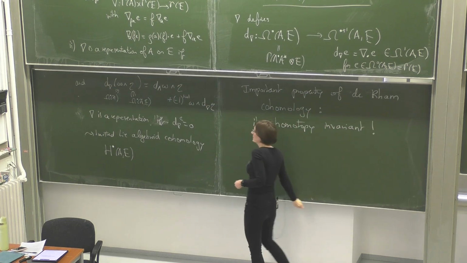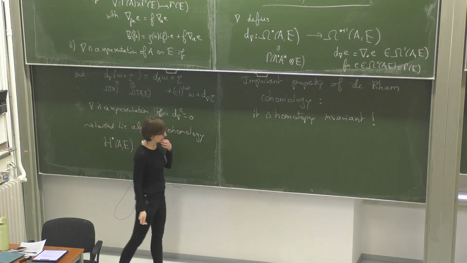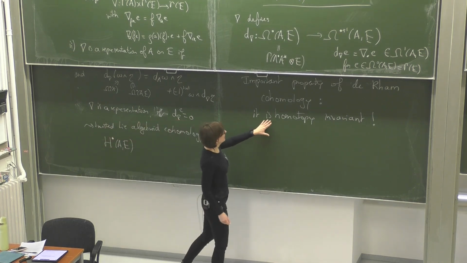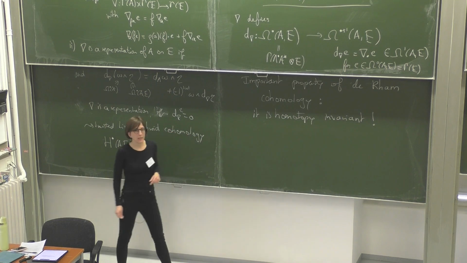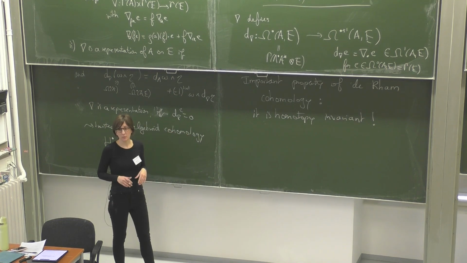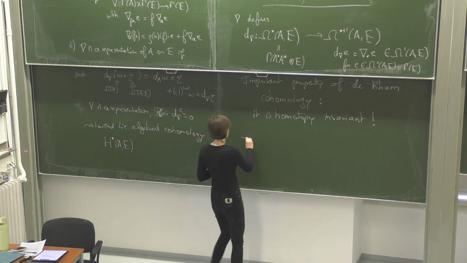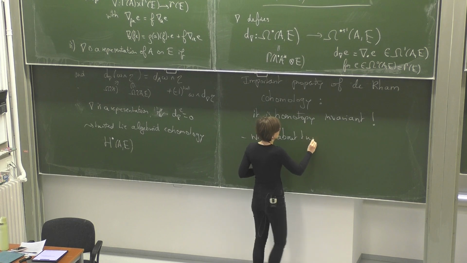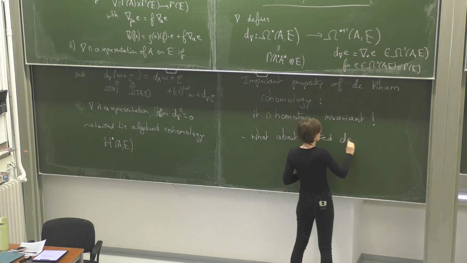And the question that we're going to answer in the second part of this talk is, what about twisted algebroid cohomology? And actually, first of all, what about twisted de Rham cohomology? Because that's actually also new. So what about twisted de Rham cohomology?